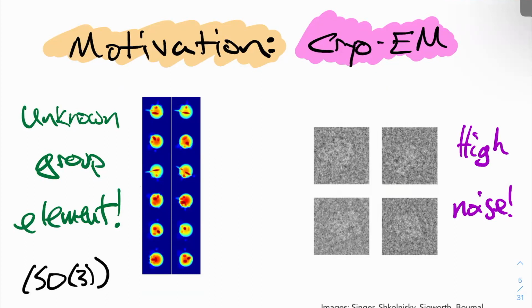So how we're thinking about this mathematically is, you've got a signal, which is the original protein shape of the protein you're trying to figure out the shape of. You hit that signal with an unknown element of a group. In the case of cryo-electron microscopy, that group is the three-dimensional rotation group. And then you add a ton of noise to it.